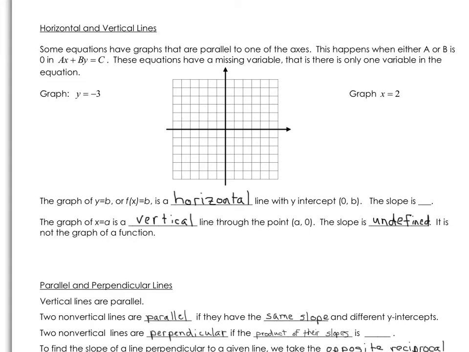Horizontal and vertical lines. Some equations have graphs that are parallel to one of the axes. This happens when either a or b is 0 in the equation ax plus by equals c. These equations have a missing variable. That is, there is only one variable in the equation.